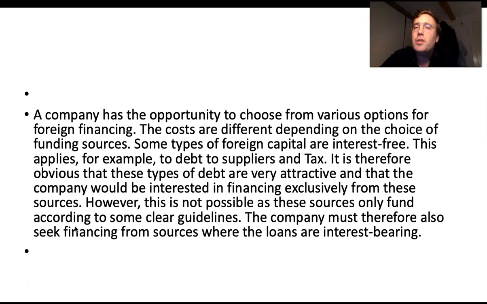A company has the opportunity to choose from various options of foreign financing. Costs are different depending on the choice of funding. Some types of foreign capital are interest-free. This applies, for example, to debt to suppliers. It is therefore obvious that these types of debts are very attractive and that the company would be interested in financing exclusively from these sources. However, this is not possible, as these sources only fund according to some clear guidance. The company must therefore seek financing from sources where the loans are interest-bearing.